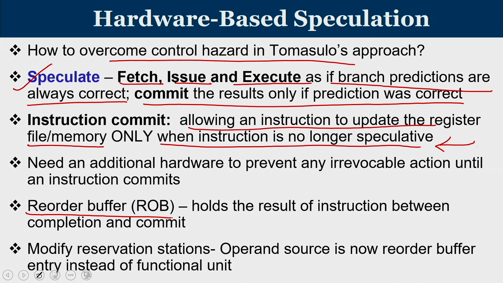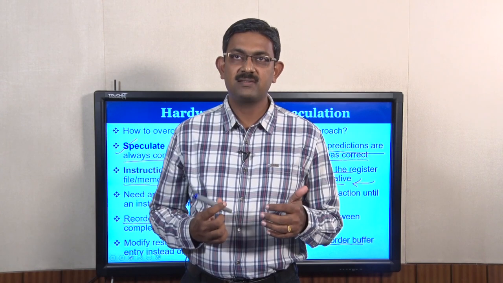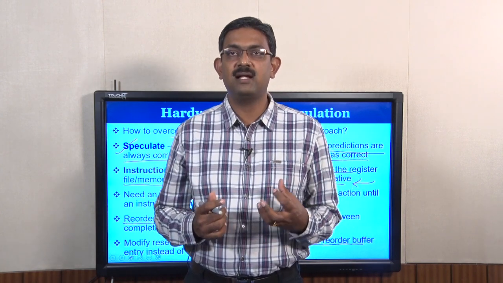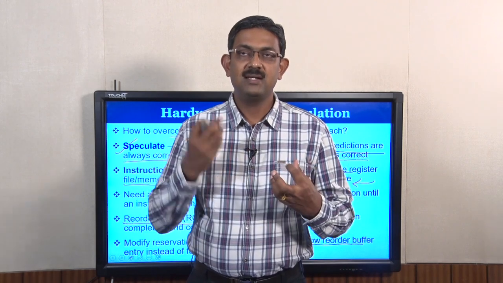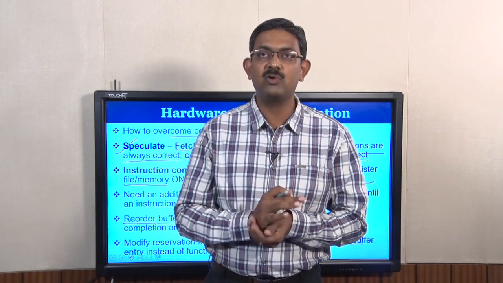So now there is a small modification in the reservation station. The operand source is now the reorder buffer entry instead of the functional unit. Previously, you were waiting for the functional unit to produce the result, so you were pinging the CDB, the common data bus, waiting for a result produced by execution unit 1 or execution unit 2. Now we are not pinging the CDB by looking at the number of the execution unit. We are pinging the CDB by looking at the reorder buffer entry. The difference is, with speculative execution, when you produce a result, rather than saying execution unit 1 produces the result, the result generated by this functional unit has to go to reorder buffer entry 2. So everybody who is waiting for reorder buffer entry 2 can appropriately get it.